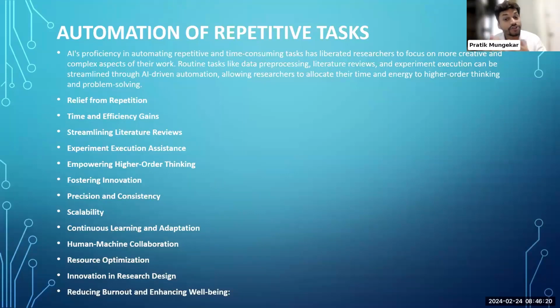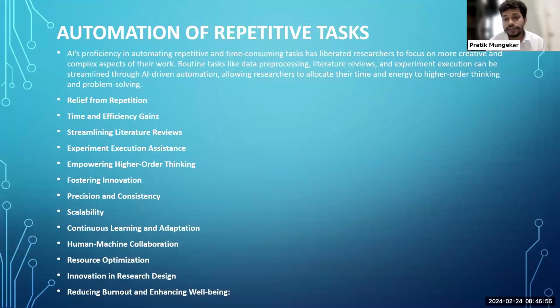Then human machine collaboration. So while AI takes care of repetitive tasks, it also fosters a collaborative environment between humans and machines. So researchers can leverage AI as a powerful tool, combining their expertise with the computational capabilities of AI. And this collaboration enhances the overall research process, with AI acting as a supportive partner rather than a replacement for human intelligence. This is very important, that we created AI. So always remember.